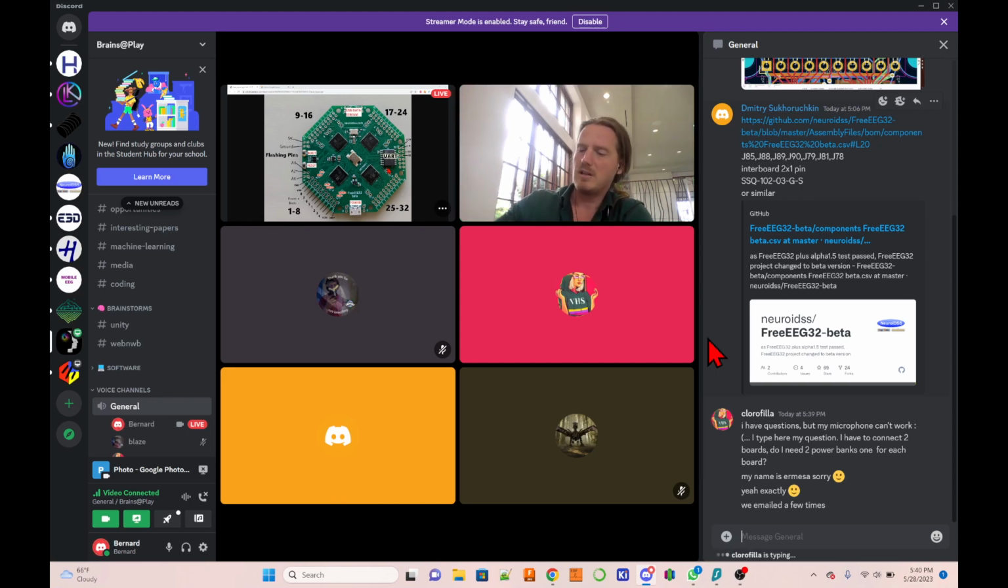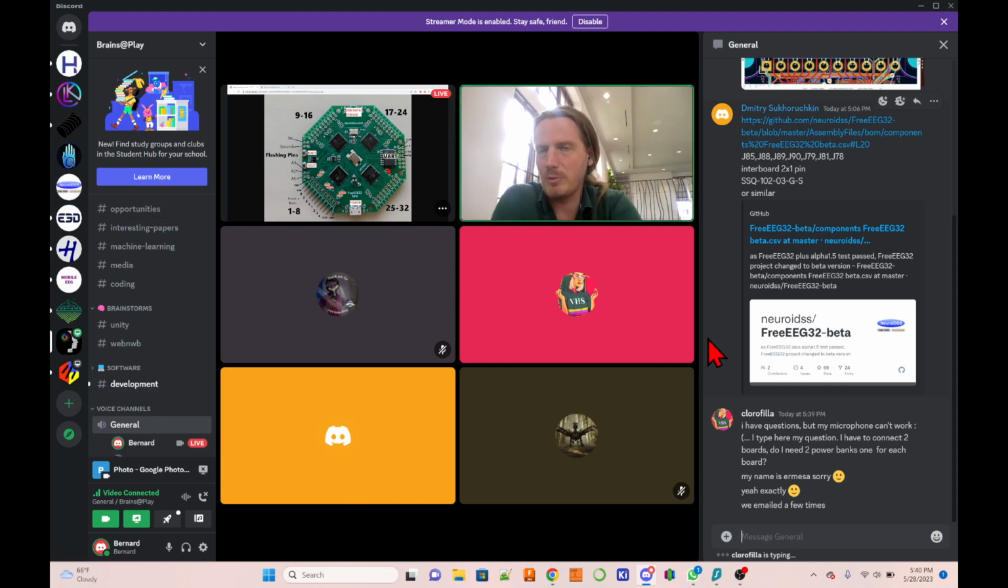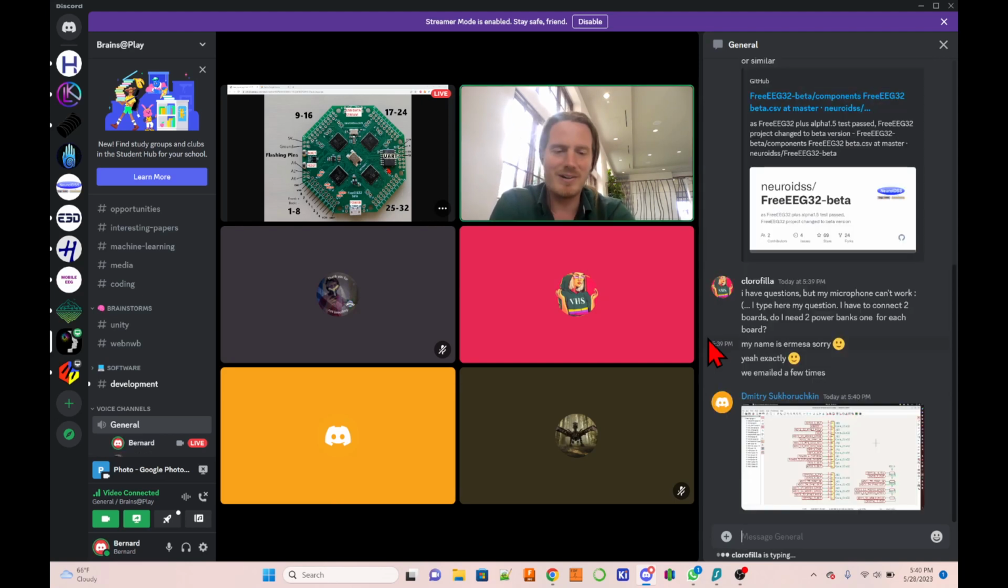If you use a power bank, the cable will have all the noise from the power bank, which is almost nothing, and it will also have the noise that comes from the FreeEEG32 board, which is even less than almost nothing. So it should be totally fine to use a single power bank for two boards. But then you would need a power bank that has multiple USB out ports.